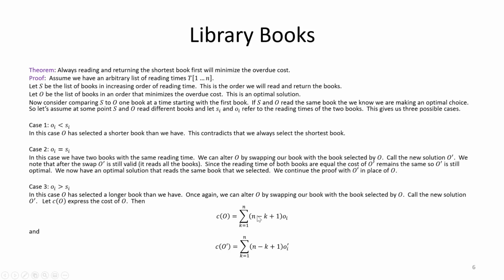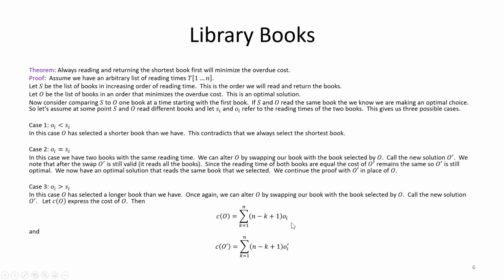So remember, we had this sum, we had this term, which is the dollars per day, and this is how many days it is. And so I'm just going to say for O, we have these O_i's, and for O prime, after we do the swap, we have O prime_i's. Okay. Now what are we swapping again? We're just swapping in O, the optimal solution, we're swapping our book for O's book. So we're swapping S_i and O_i, if you will. Okay. So in this sum, somewhere S_i appears and somewhere O_i appears, and we're going to swap them out.